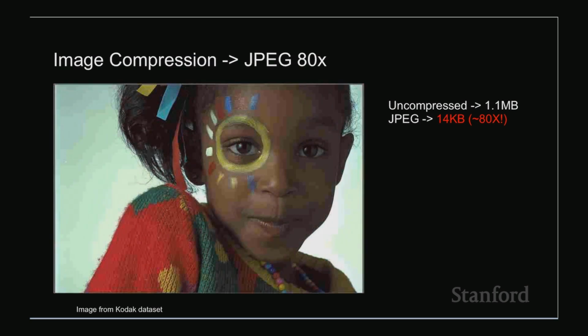And so now I compress it by 80x. So now my file size is, instead of 28 kilobytes, just 14 kilobytes. Now if I go back and forth, this is JPEG 40x, this is JPEG with 80x. Okay.